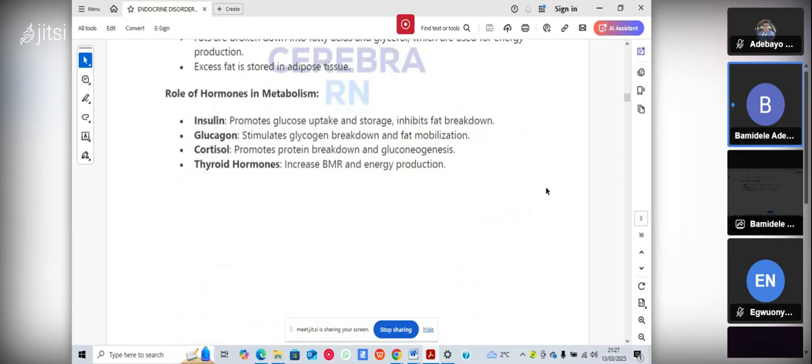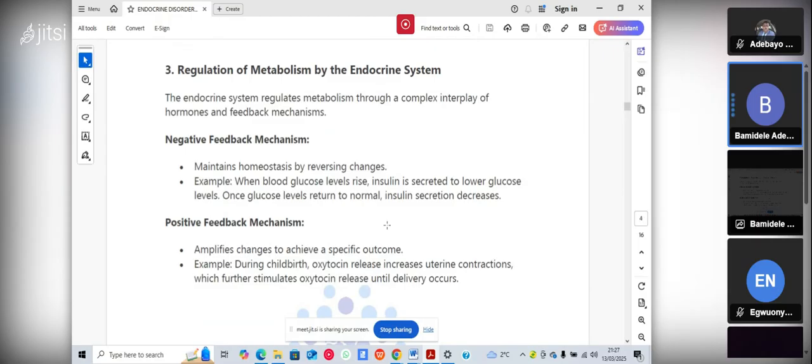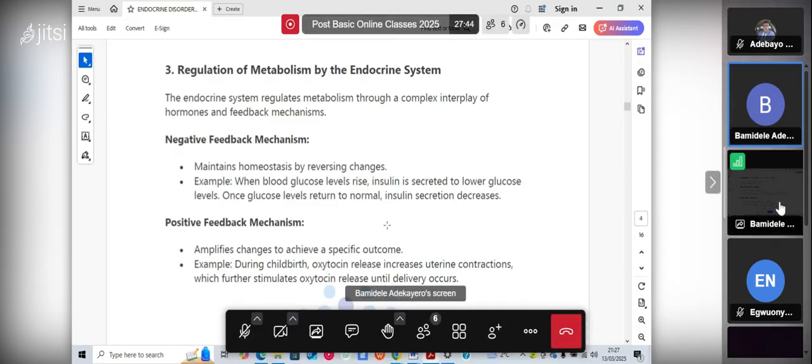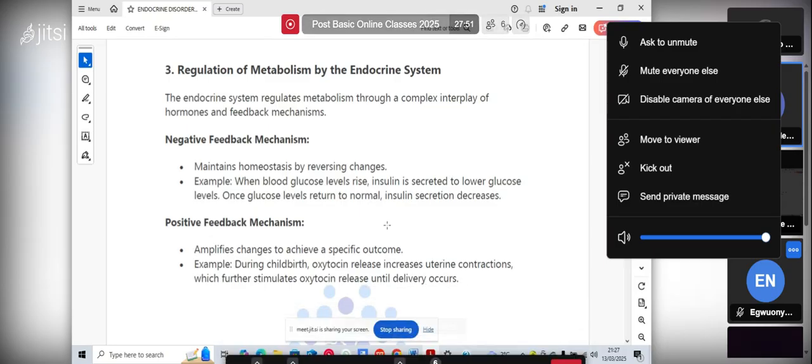We've talked about all of this, the insulin, thyroid hormones. This is another very important thing we need to talk about. Now, how do you regulate metabolism? Because, for instance, how does the pancreas know that the insulin produced is enough? How does the posterior pituitary know that you've had enough oxytocin? How does all of this regulation come into play?